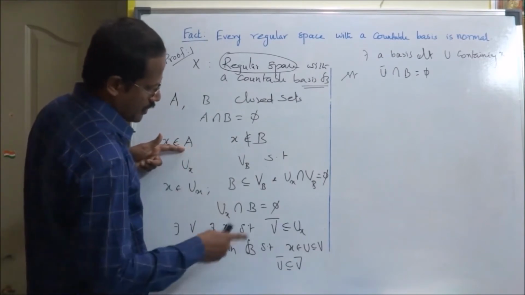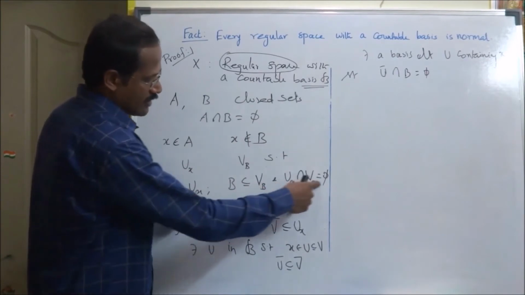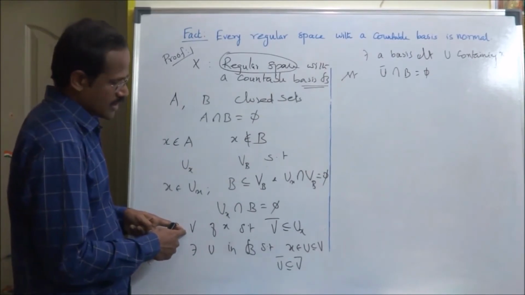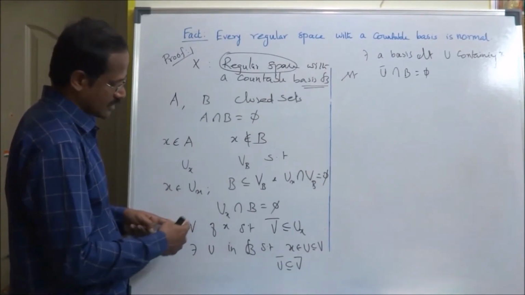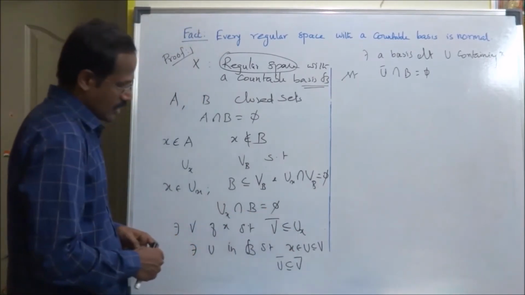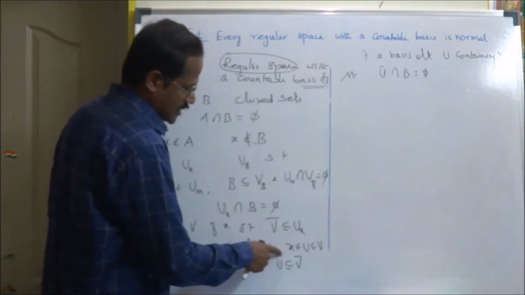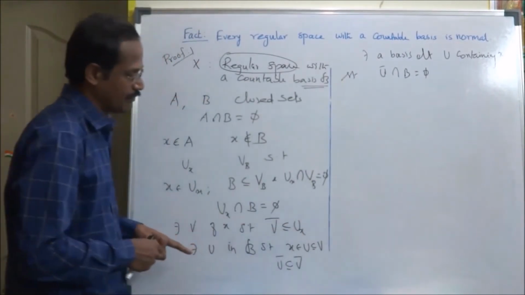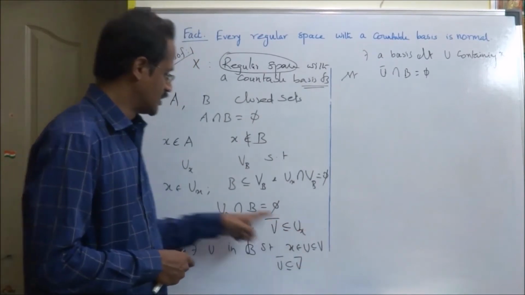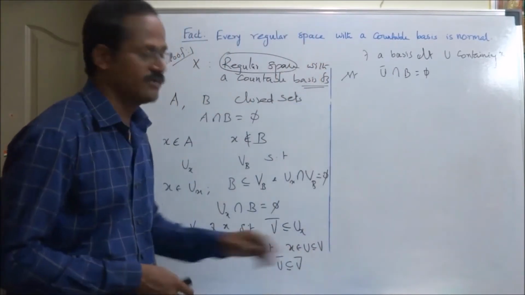There is Ux and V_B with this property: Ux intersection V_B is empty, and therefore Ux intersection B is empty. Now, using the characterization of a regular space, there is another neighborhood V of x such that V closure is contained in Ux. And now, script B is a basis. Therefore, there is a basis element U containing x such that U is a subset of V. As we know, U closure is contained in V closure, and Ux is disjoint from B. Therefore, this U closure is also disjoint from B because U closure is a subset of V closure.